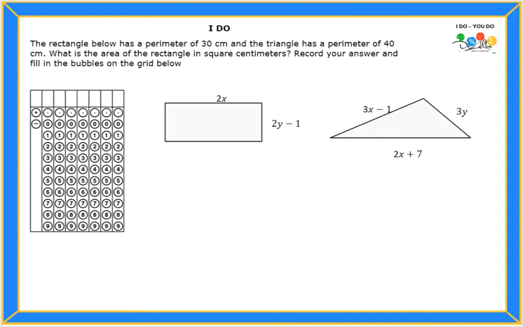Hello students, let's read the problem. It says, the rectangle below has a perimeter of 30 centimeters and the triangle has a perimeter of 40 centimeters. What is the area of the rectangle in square centimeters? Record your answer and fill in the bubbles in the grid below.